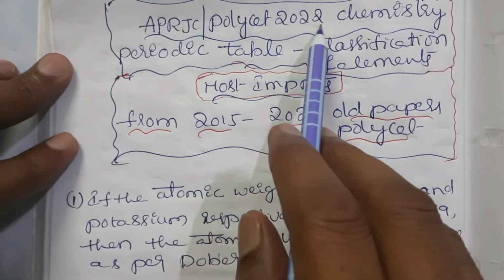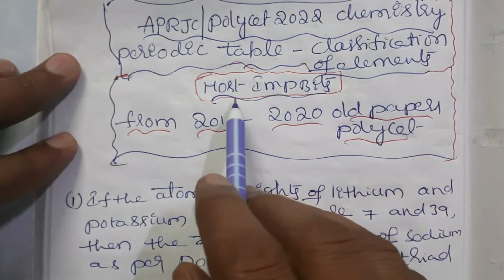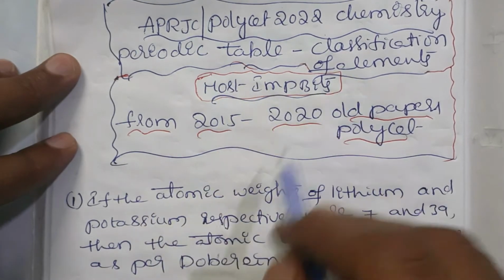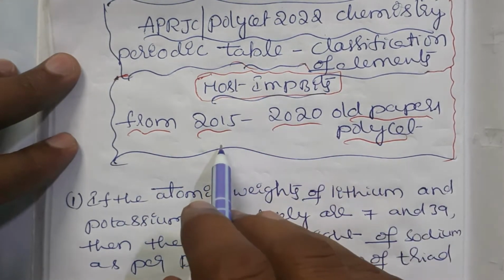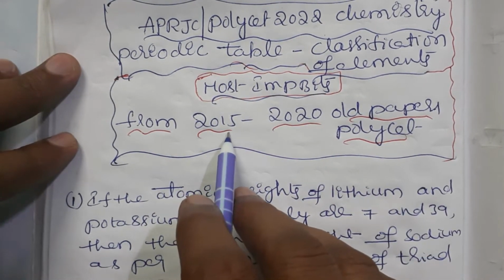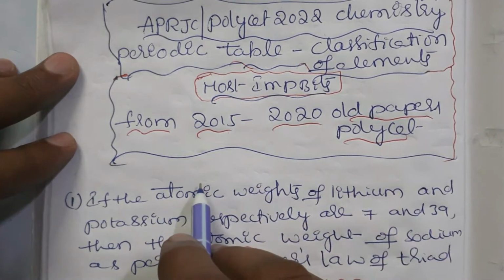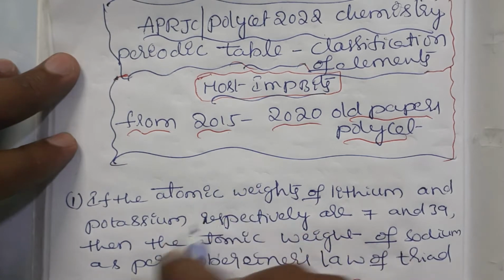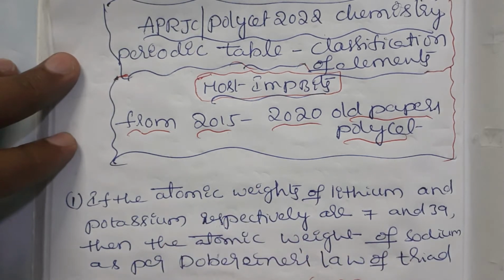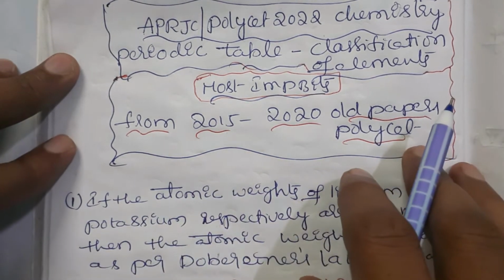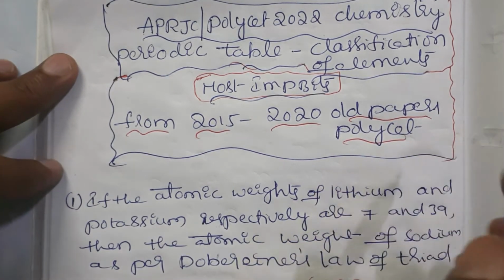APRJC Polycet 2022 Chemistry: Periodic Table, Classification of Elements. Most important bits covered from 2015 to 2020. Old Polycet paper important bits collected, more important for students from this chapter.